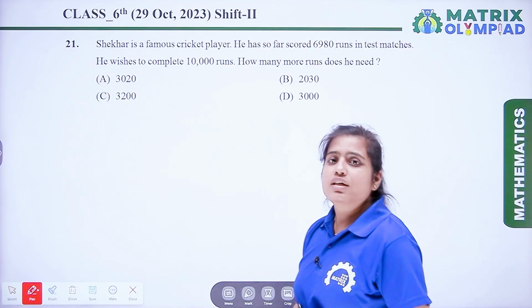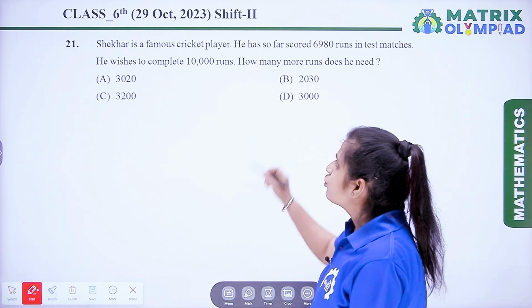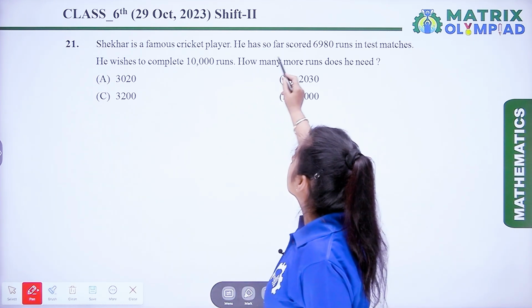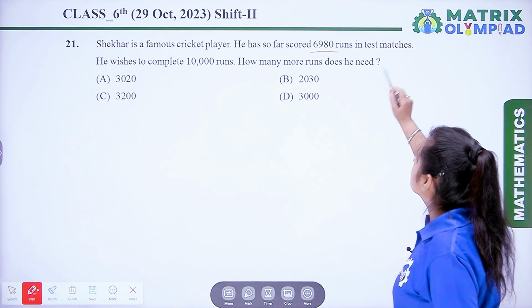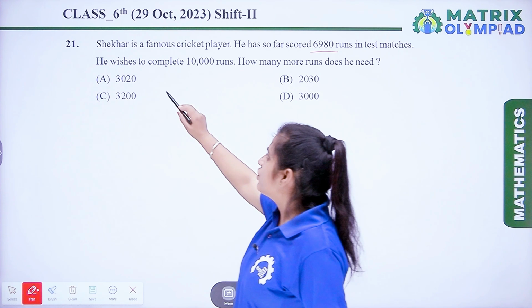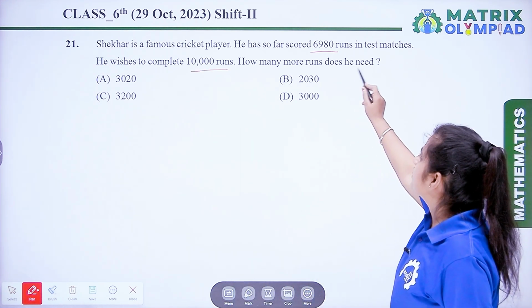Now let's start the first question of this part, that is question number 21. Shekhar is a famous cricket player. He has so far scored 6,980 runs in test matches. He wishes to complete 10,000 runs. How many more runs does he need?